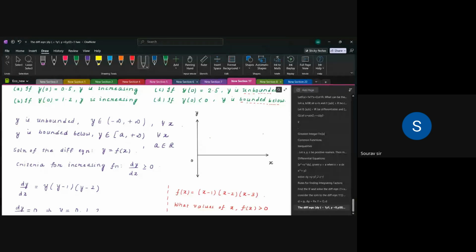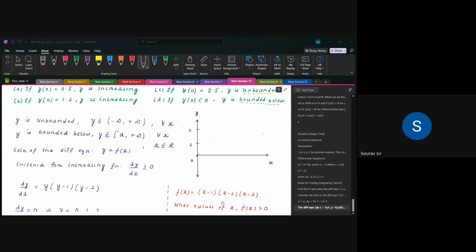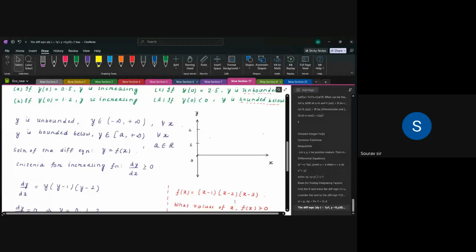So if you look at all the four options, it is talking about y(0), right? That means we are talking about x equals 0. We are talking about points on the y-axis. dy/dx is 0 at 3 points, right? 0, 1 and 2. These are the 3 points at which dy/dx is 0. That means the curve will be parallel to the x-axis at these 3 y values. Correct? Okay.